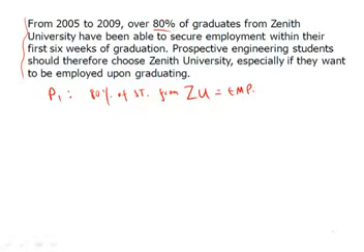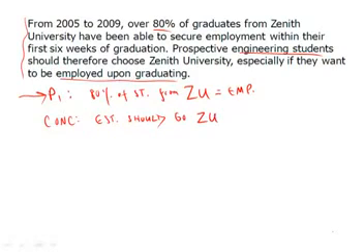Now, there really isn't another premise. There's simply the conclusion. The conclusion is this. Well, if you're an engineering student, you should choose Zenith U, especially if you want to be employed upon graduating. So they say, look at this. Wow, 80% of people get a job from ZU. So, hey, engineering person, go to ZU. So, should, if they want to get a job after graduating.